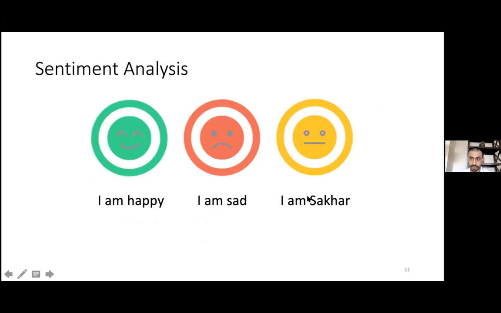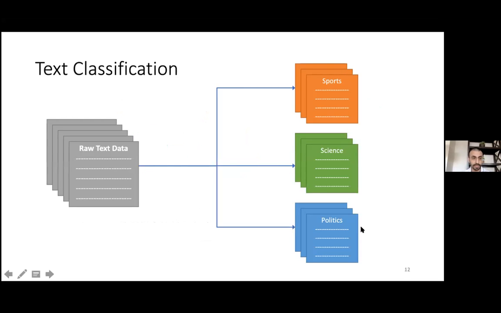Another application is sentiment analysis. The goal is, given some text, you want to say whether this is positive, negative, or neutral. Another application is text classification. You have a set of documents, you want to assign them to predefined classes. So if you have some news articles, you want to classify them into sports, science, politics, etc.